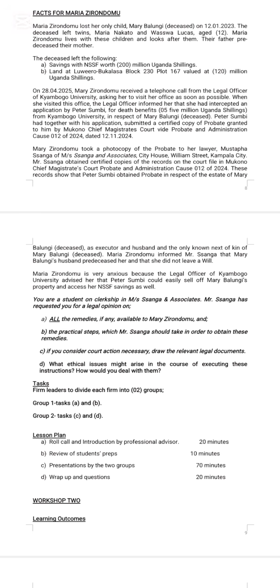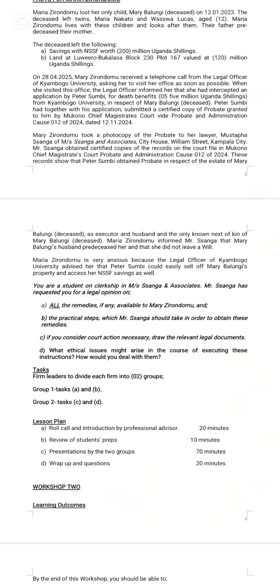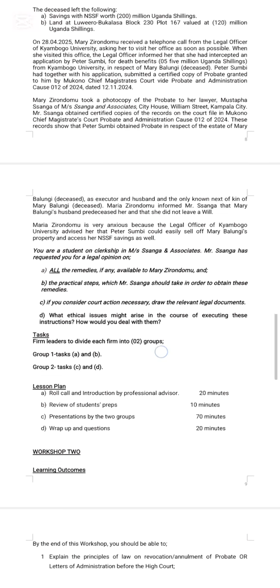On 20th, Zirondem received a telephone call from the legal officer at Chambogo University asking her to visit her office as soon as possible. When she visited the office, the legal officer informed her that she had intercepted an application by Peter Nsumbi for death benefits from Chambogo University in respect of Mary. Peter Nsumbi had, together with his application, submitted a certified copy of probate granted to him by Mukono Chief Magistrate's Court, probate and administration cause number 224, dated 12th. Ms. Zirondem took a photocopy of the probate to her lawyer, Mustafa Sanga, Williams Street, Kampala, in Mukono.